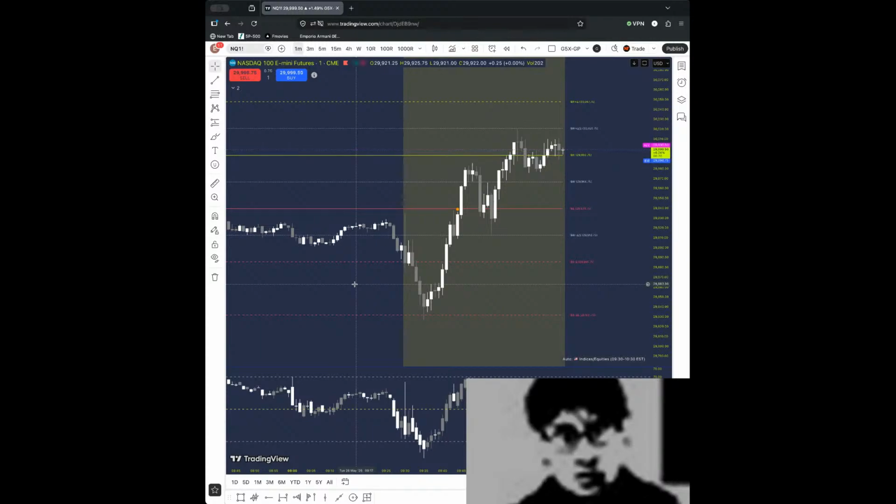Let's see SPY get through 751. SPY holds 751, still bullish.